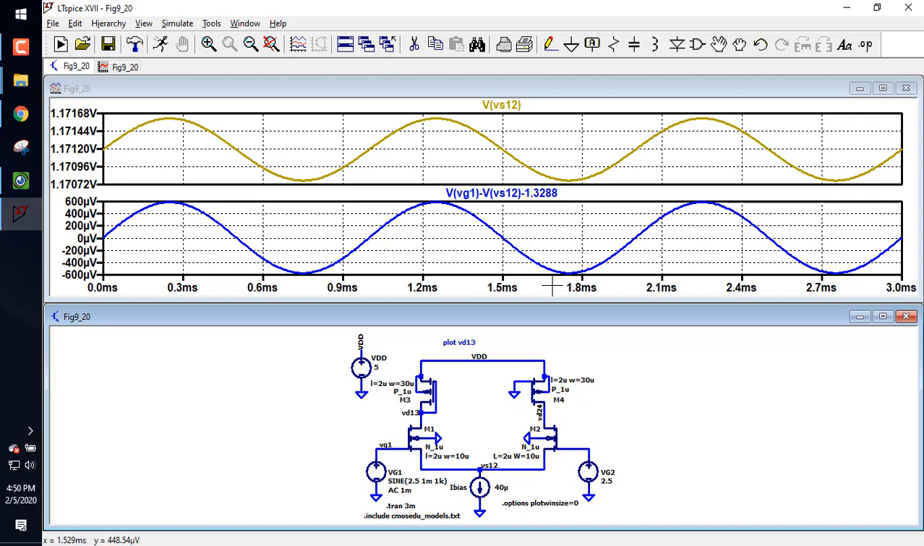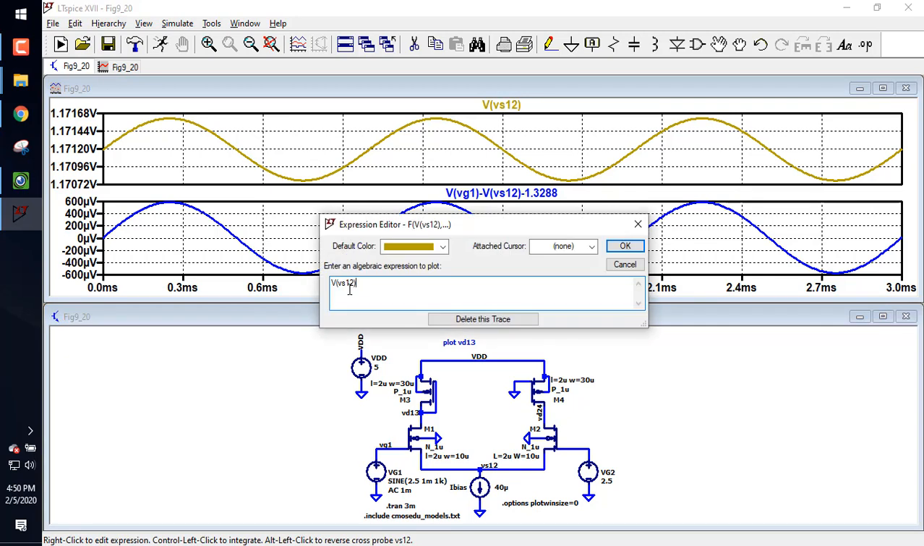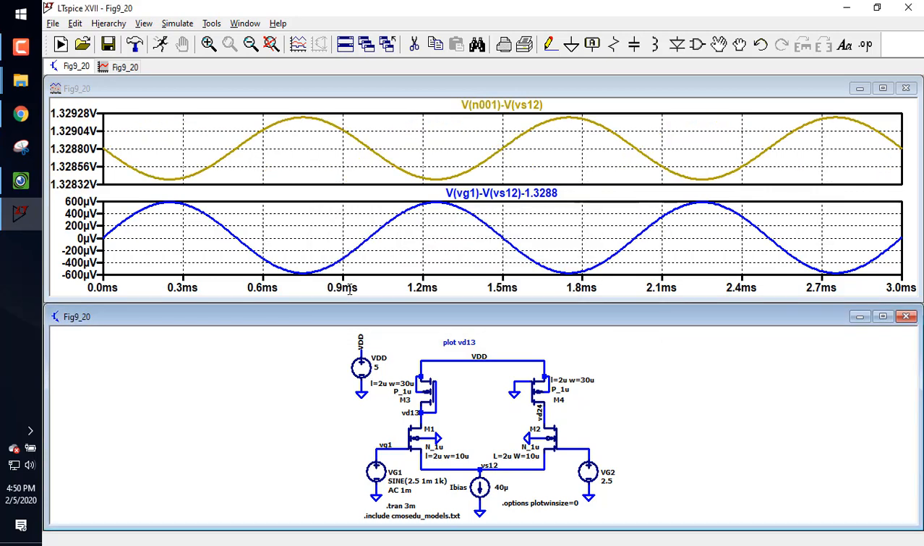So I don't know what this voltage is here. It says node N001, so I'm going to go like this: V of N001. And you see how the VGS is out of phase? So the VGS would be minus 1/2. Well, it would be minus 0.4, but let's see.